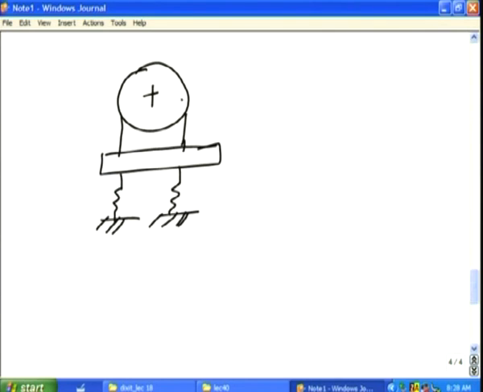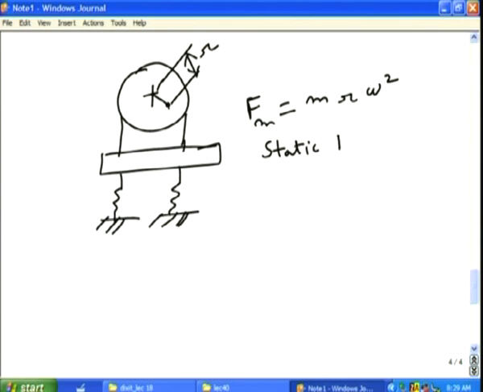If the rotor is unbalanced like this, that means mass is concentrated not at the center of rotation but at this point, then there will be a force present here. The amplitude of the force coming on the springs will be F max equal to m r omega square, where r is the eccentricity, which denotes the unbalance. Static deflection will be equal to Fm divided by K.